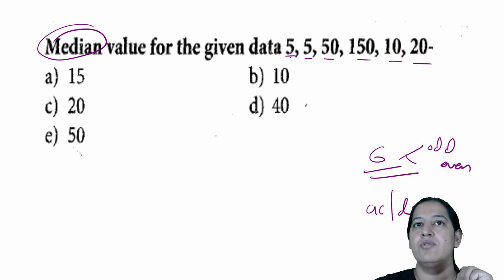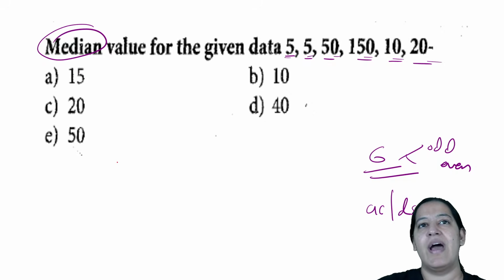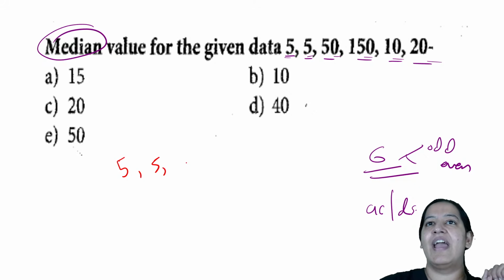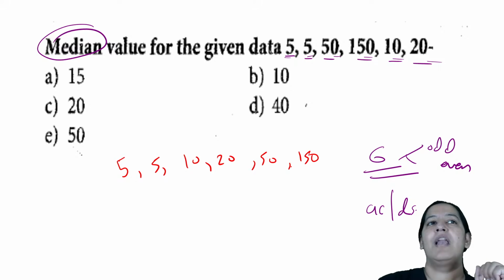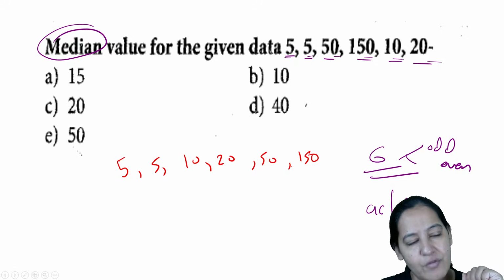It is not arranged. Values are 5, 5, 50, 150, 10, 20. So first arrange them. I will try to arrange it. 5, 5, 10, 20, 50, 150. Now tell me the median. Who will tell me the median?